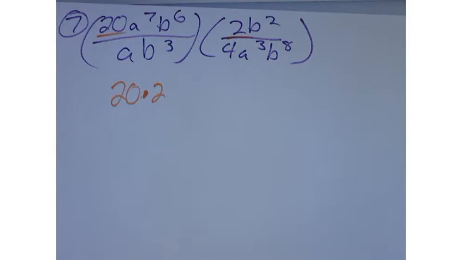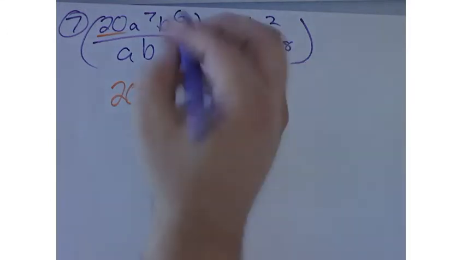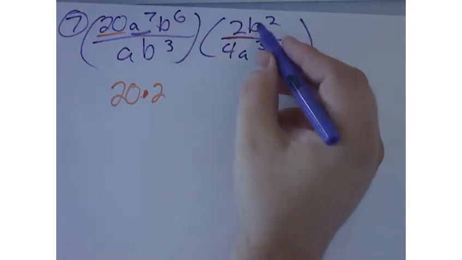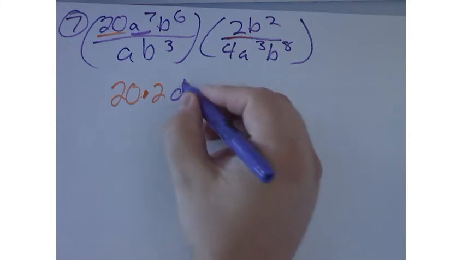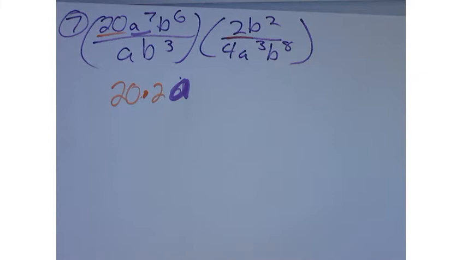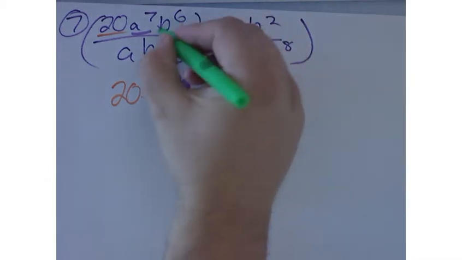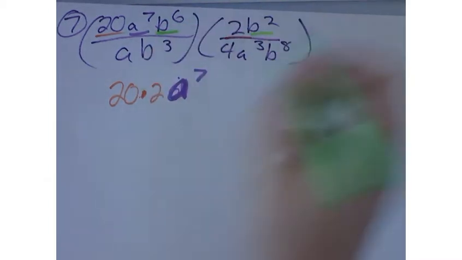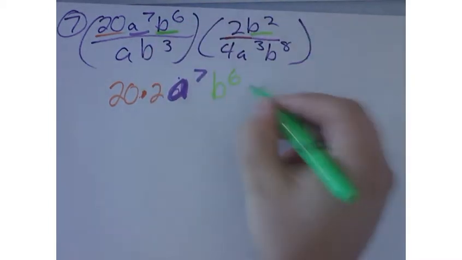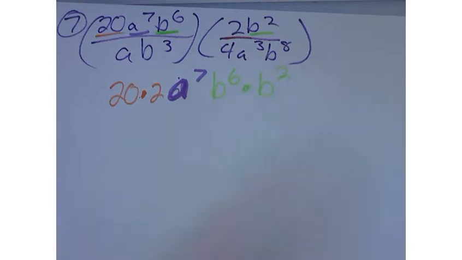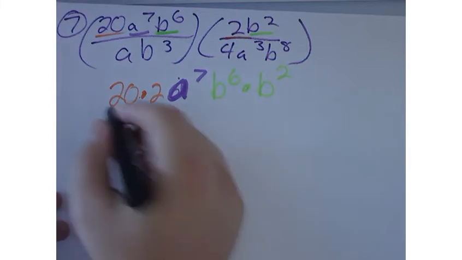Then the next thing I have is my a to the 7th and no a over here. So I'm going to say a, whoops, that's a big A, but a to the 7th, okay? And then the next thing I have is the b's, and this is just the top, right? So I have b to the 6th times b squared. Now that's going to go over all this other stuff on the bottom.